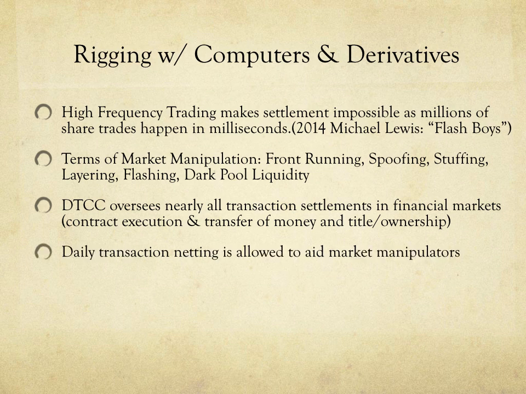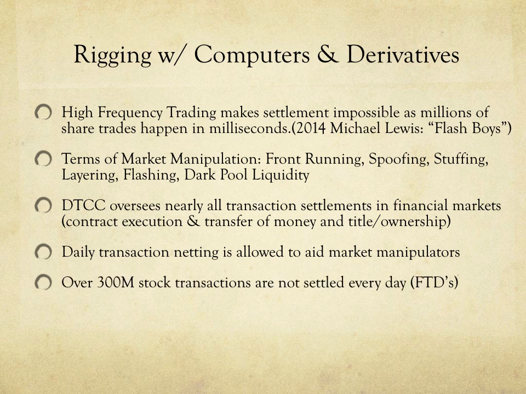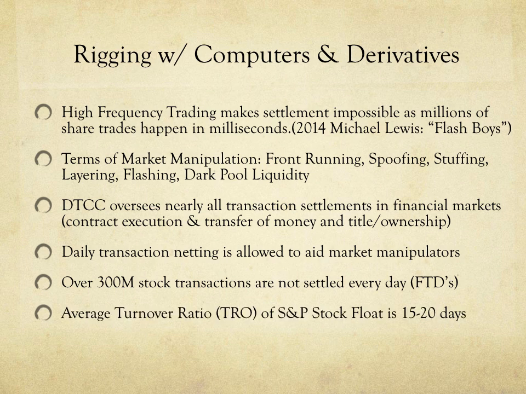And again, the daily transactions are not really tabulated anymore. They're netted. So you buy a share from your brokerage house. They don't go out and buy your stock for you. They net it out at the end of the day because there's so many trades going back and forth. And then even those can't be calculated. Again, 300 million stock transactions are not settled every single day. Failure to deliver, FTDs. The average turnover ratio, the TRO of the S&P stock float, is 15 to 20 days. Criminal. It is absolutely criminal that they are playing with stocks in your portfolio, in your retirement portfolio, that you haven't traded in years. They have.